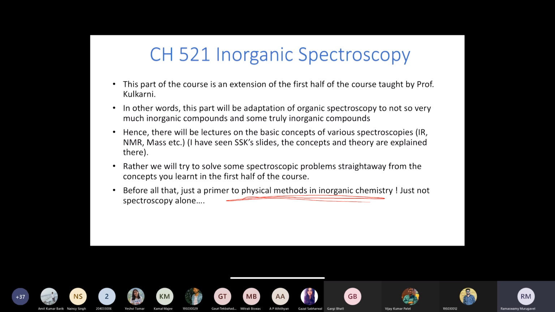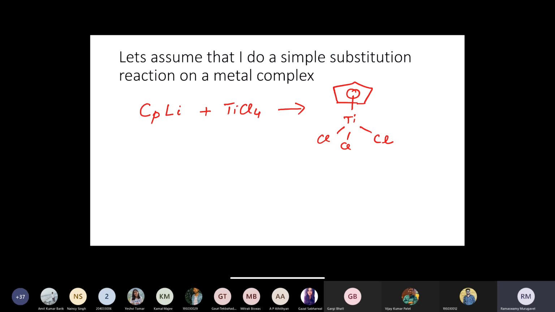So let's say I'm a synthetic chemist. Let me just give you a small example. I do a very simple reaction. I take titanium tetrachloride, which is a colorless liquid. It is a colorless liquid.